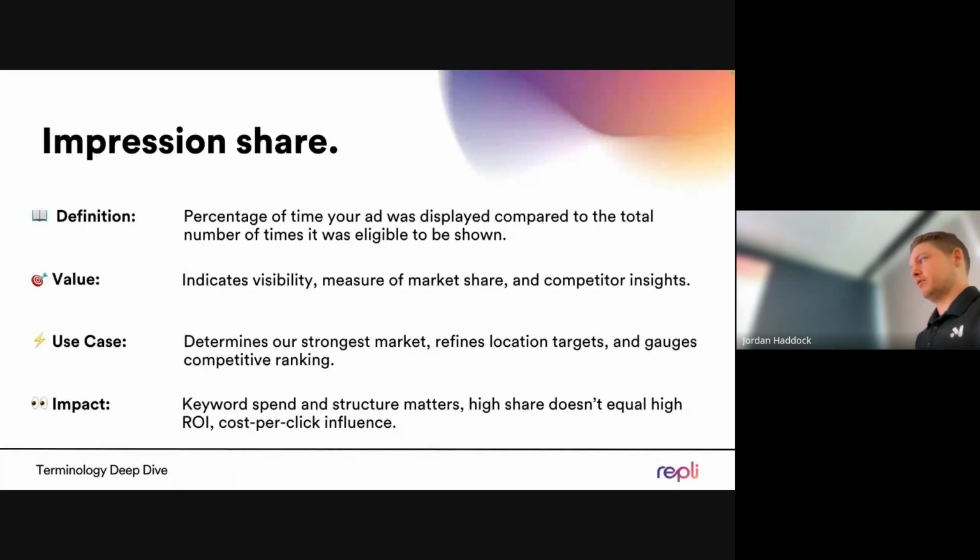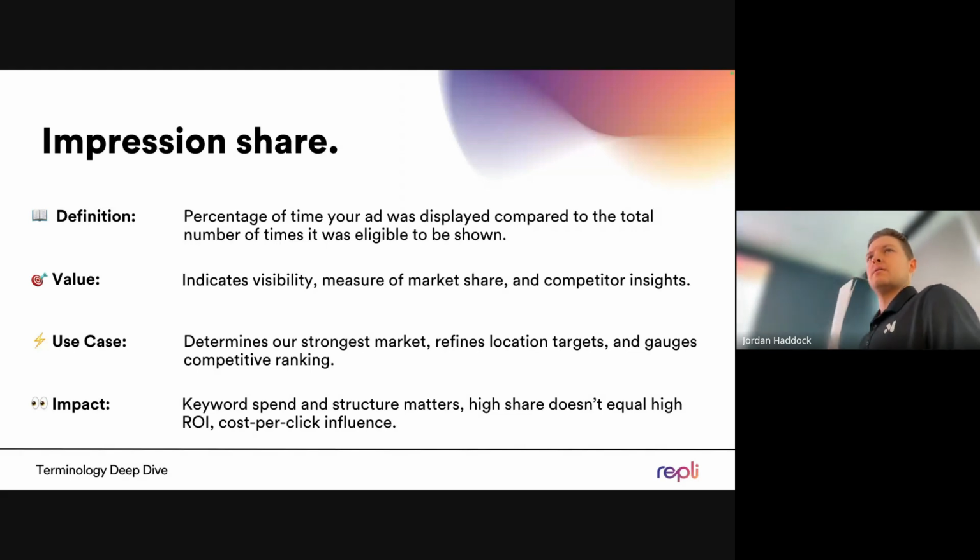And cost per click influences it as well. If you don't have a high budget and you're trying to target really high cost per click keywords, that's a recipe for a really low impression share, because you simply don't have the budget to bid up and raise your impression share for those sets of keywords.